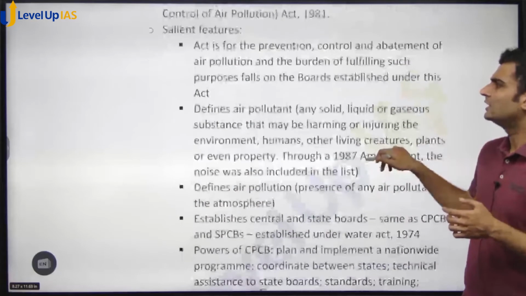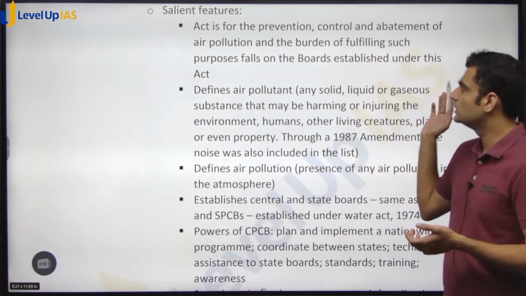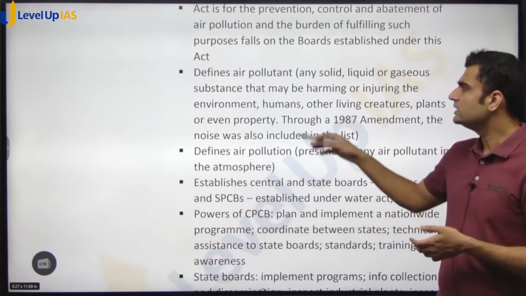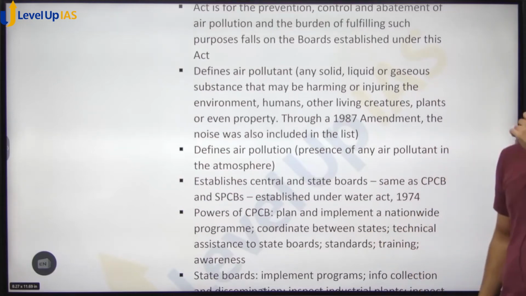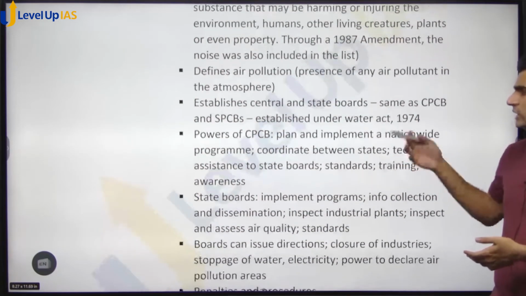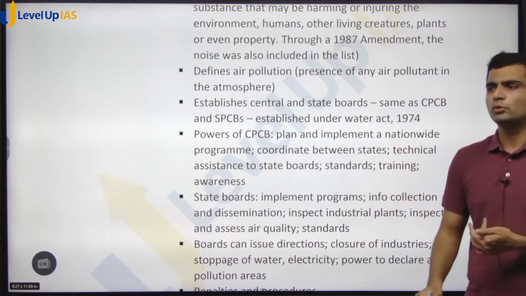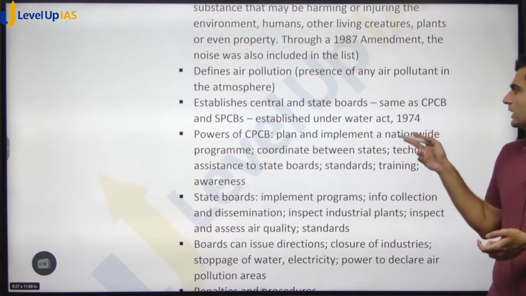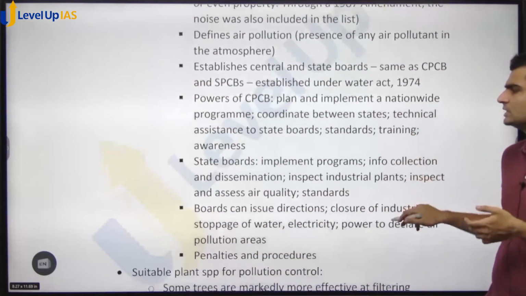In terms of salient features of air pollution control, you can mention that the Act is for prevention, control, etc. It establishes boards and gives them the responsibility to do that. The Act defines air pollutants and air pollution. You can look at the definitions; I've just taken them from the Act itself. It establishes central and state boards, the same as the Central Pollution Control Board and State Pollution Control Boards, which were established under the Water Act of 1974. You can look at the definitions and at the powers of CPCB and SPCBs.